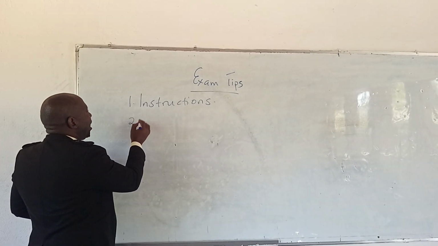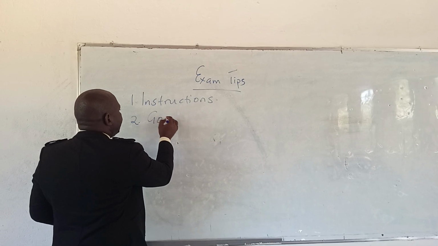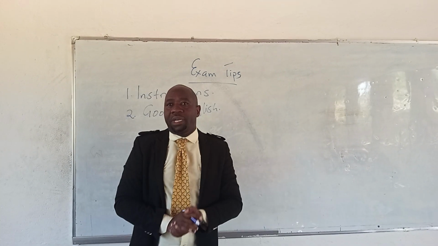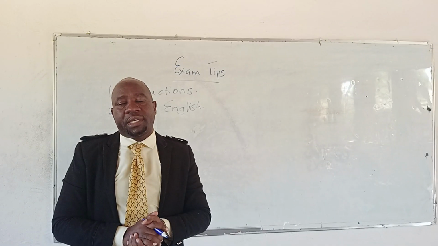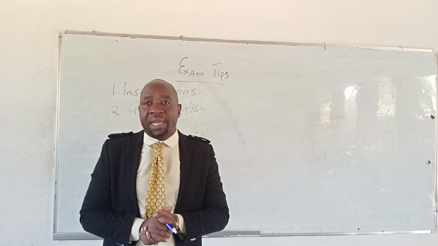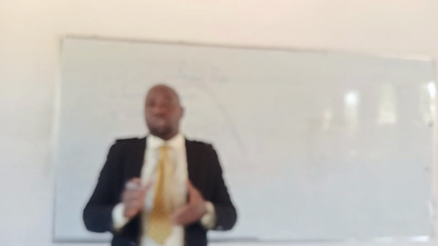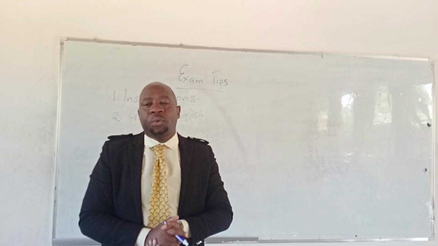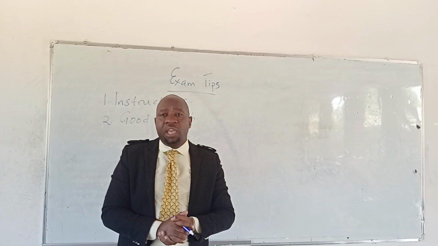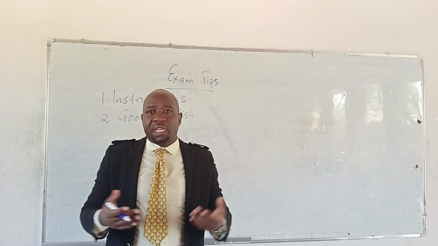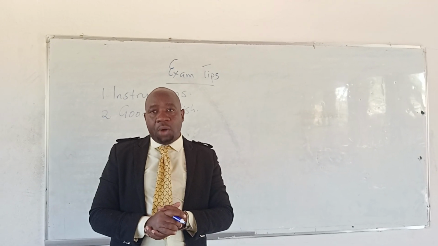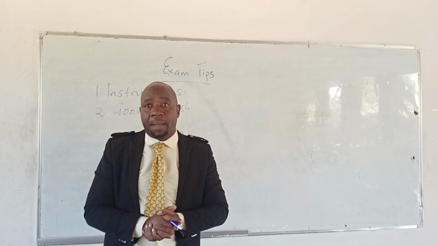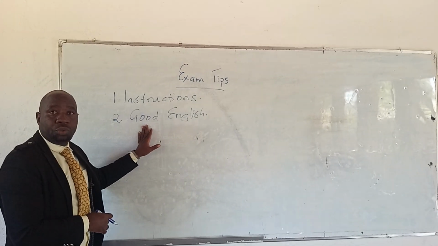Number 2, you are supposed to use good English. Although we are doing history, make sure that you write correct spellings and correct sentences. Your grammar should be up to scratch. Make sure that what you are writing communicates with the person who is going to mark your paper. If you write an expression which the marker is not going to understand, it means that you are not going to score a good mark. So you are supposed to use good English.